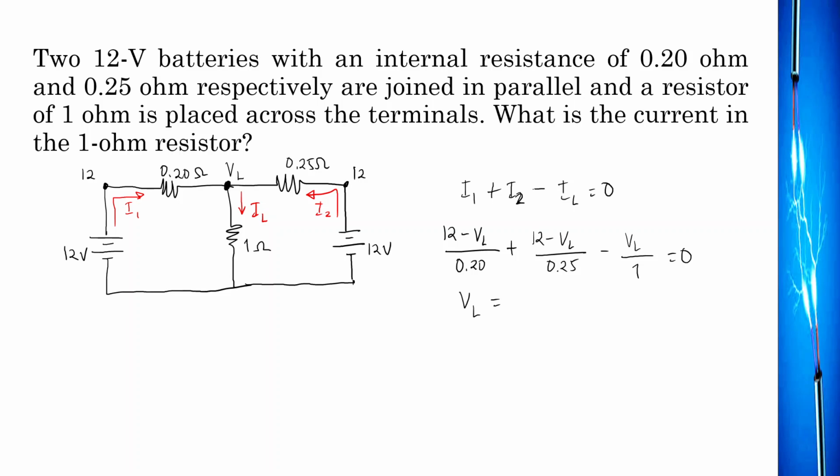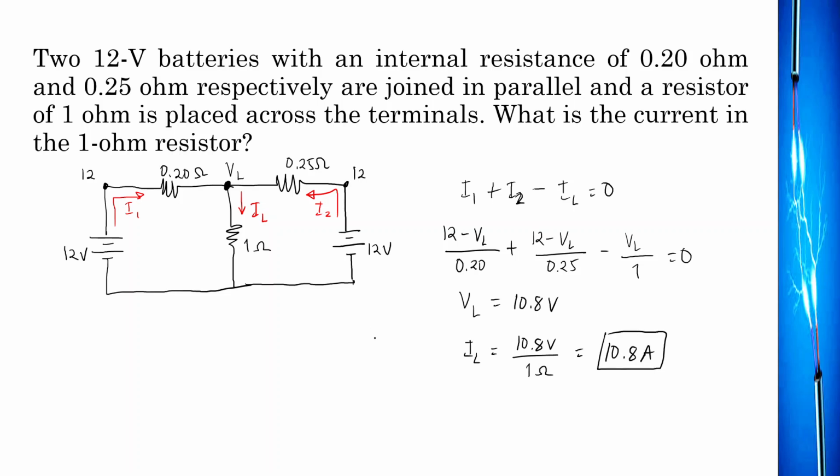Pero hindi pa po tapos yan kasi ang hinahanap daw natin dito ay yung current daw nung 1 ohm resistor. Sige, ang makukuha natin ay nasa 10.8 volts. At dahil ang hinahanap natin ay yung current ng 1 ohm, divide mo lang ang 10.8 volts sa 1 ohm. So, ang sagot ay 10.8 amperes.